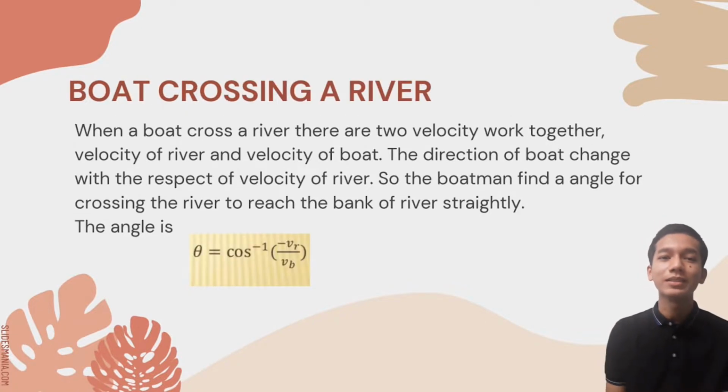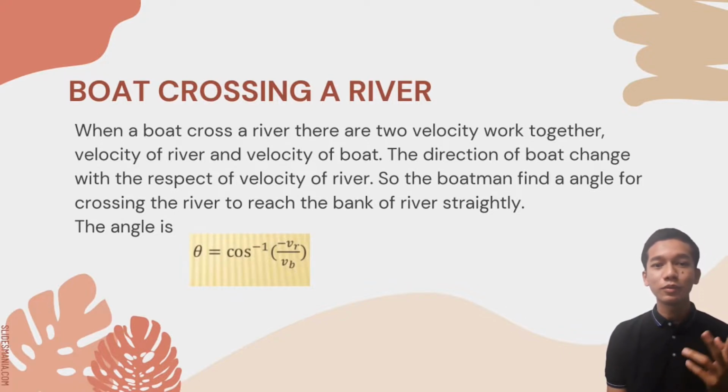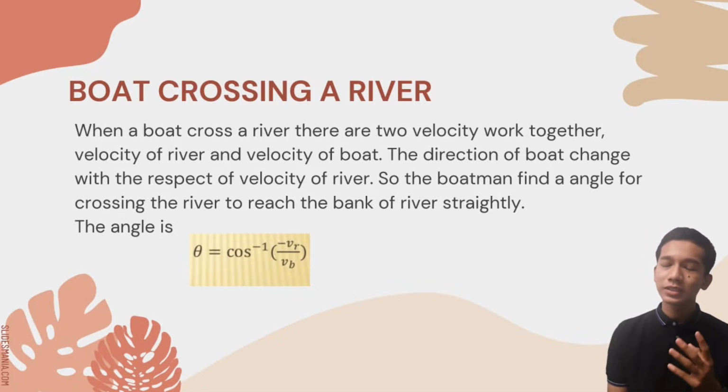The last but not least is a boat crossing a river. When a boat crosses the river, there are two velocities working together, velocity of river and velocity of boat. The direction of the boat changes with respect to the velocity of the river. So the boatman finds an angle for crossing the river to reach the bank of the river straightly.